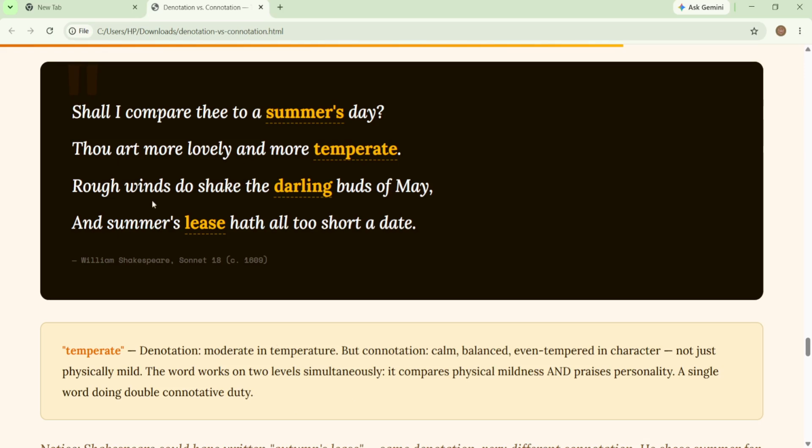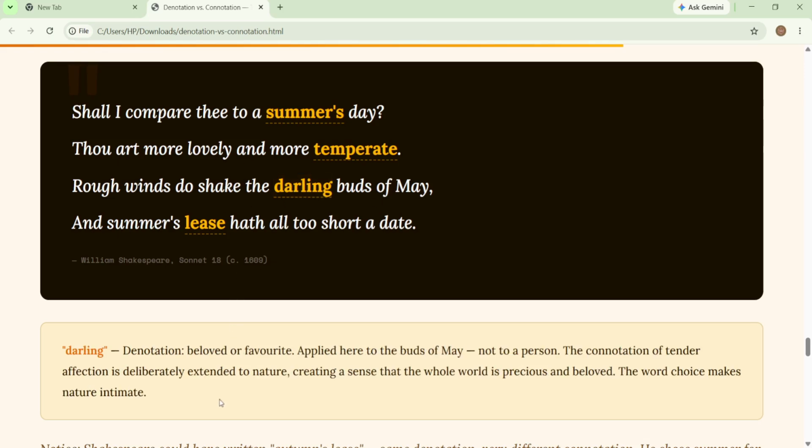Let's move on to the third line, which is: Rough winds do shake the darling buds of May. So darling, denotation is beloved or favorite, applied here to the buds of May, not to a person. The connotation of tender affection is deliberately extended to nature, creating a sense that the whole world is precious and beloved. The word choice makes nature intimate. So that's how the words are described in denotation and connotation.